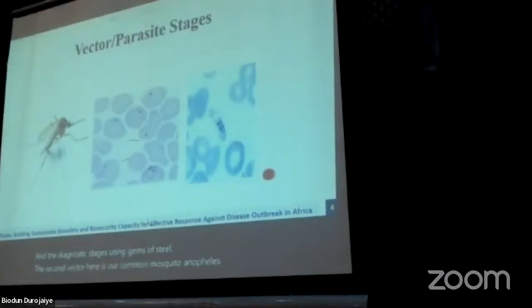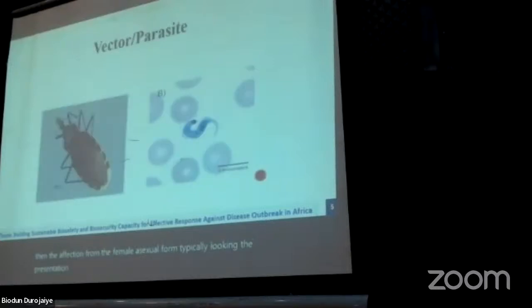You can see the diagnostic stages. That is the ring stages of falciparum, and then the sexual form, the female gametocyte, typically looks crescent-shaped, the banana form. We also have the kissing bug, because it bites around the corner of the mouth. So it's called the kissing bug. It's not common in this part of the world. It's also called the assassin bug, and that is the diagnostic stage.